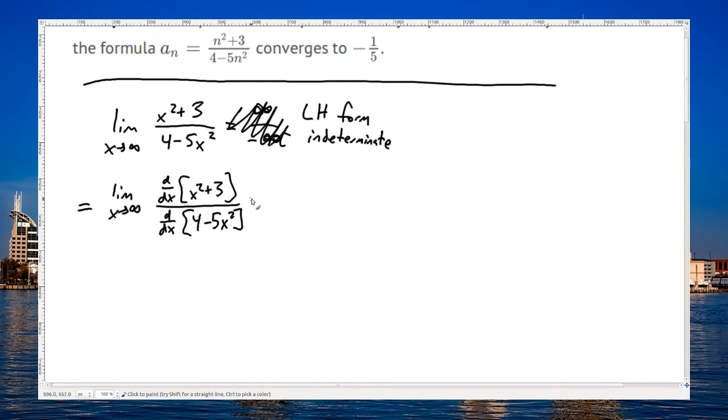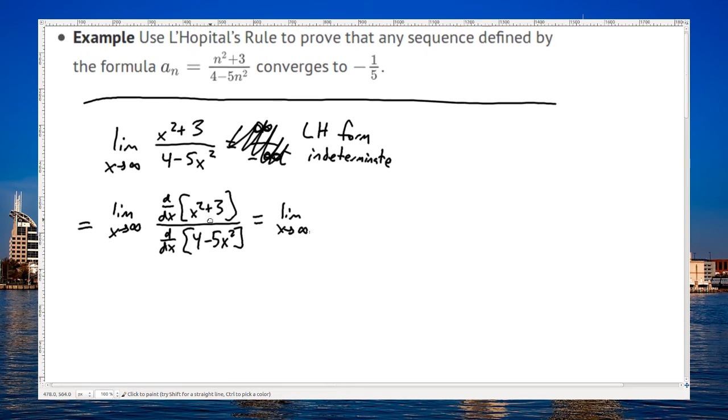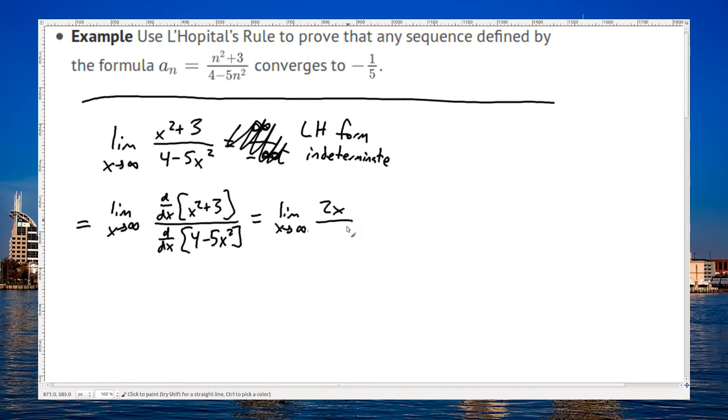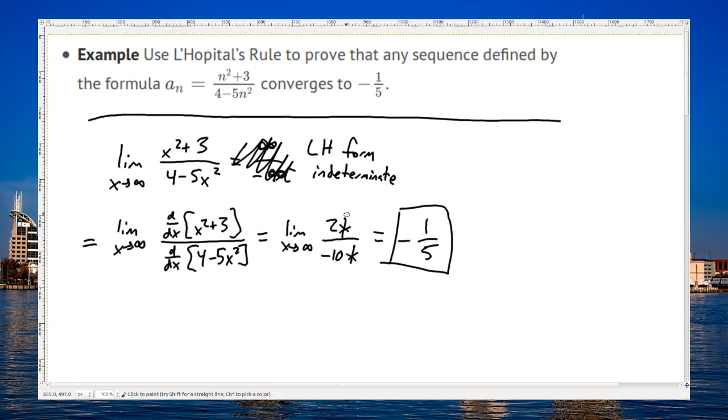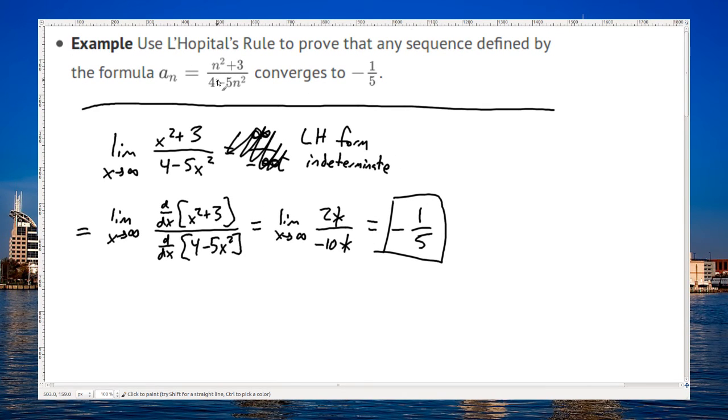value if it exists. And let's see, on the top, I get the limit as x goes to infinity of 2x plus 0 over negative 10x on the bottom, and I can cancel those x's to get negative. Once all the variables have gone away, we can just drop off the limit. 2 over negative 10 is negative 1 over 5, and that is the value of the limit for this sequence I was given up here originally.